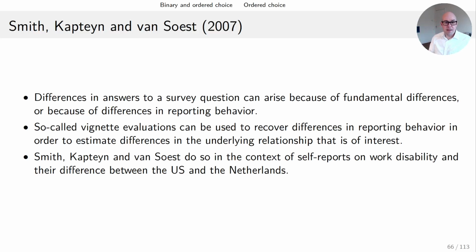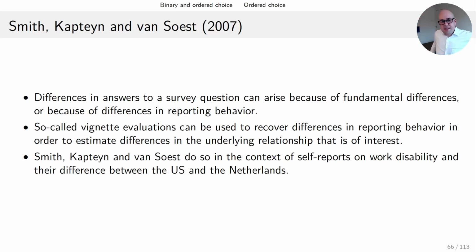Good. So this brings me to the other paper I wanted to talk about. And that paper is by Smith, Kapteyn, and Van Soest from 2007. And this is less of a structural paper in the sense that there's a big economic model in the background, but it is a structural paper in the sense that they're trying to disentangle 2 things that are going on at the same time and that are generating our data.